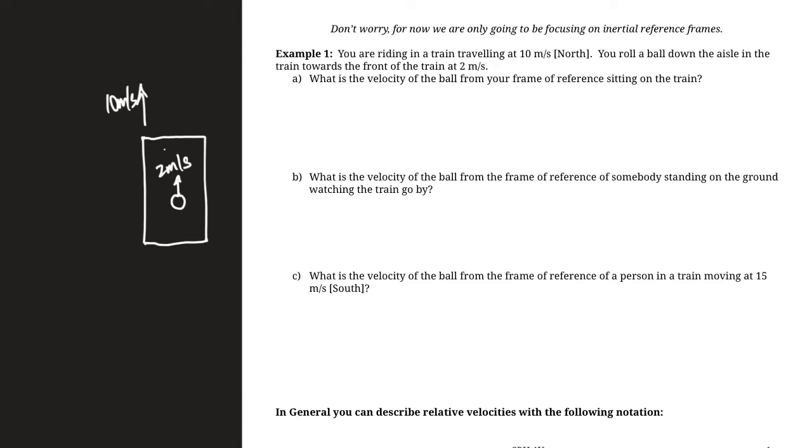So if we are sitting on the train and roll the ball forwards, assuming we know the train is traveling north, we could say the velocity of the ball from our perspective is 2 meters per second north, right? Now, some notation that we could use for that. We're looking for the velocity of the ball, but the frame of reference we're looking at here is from the train's point of view. So we use subscripts. The first subscript represents the object moving. The second subscript represents the frame of reference. So we would say that that is 2 meters per second north.